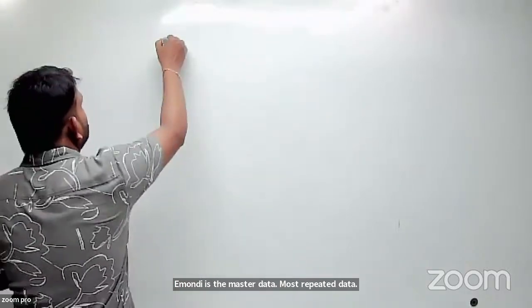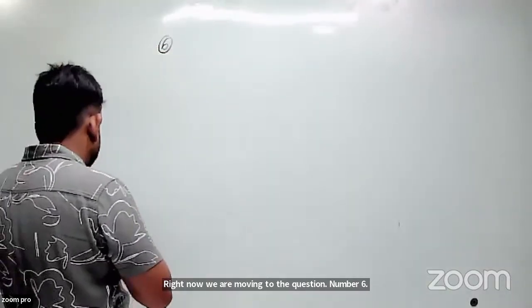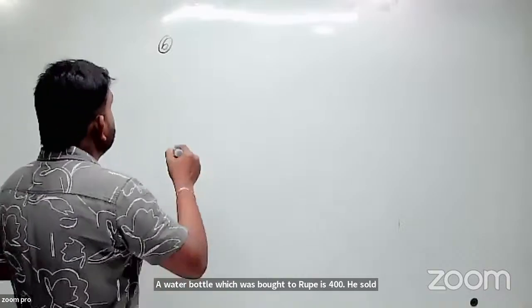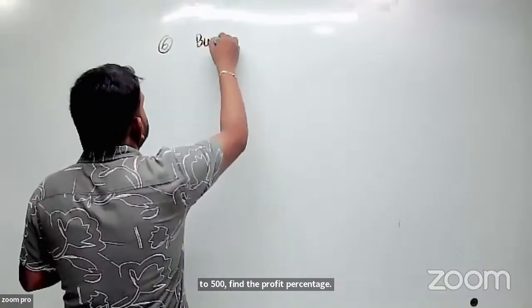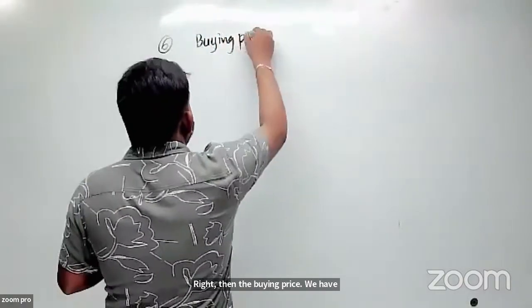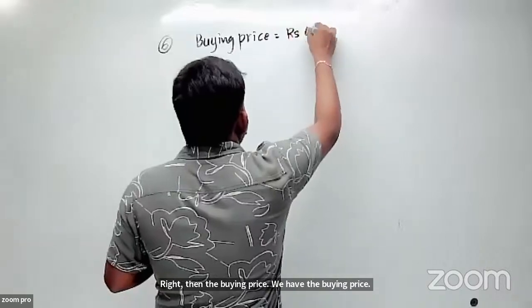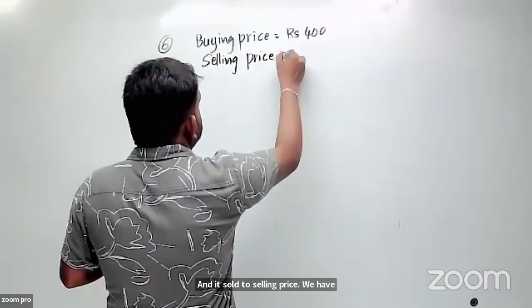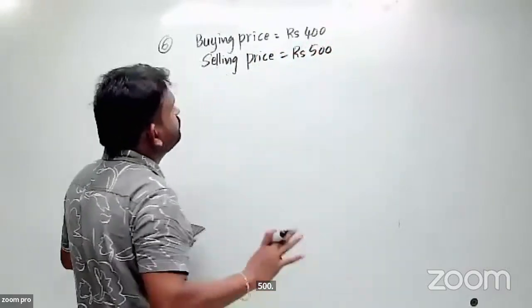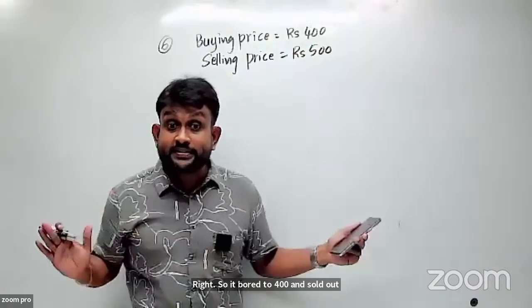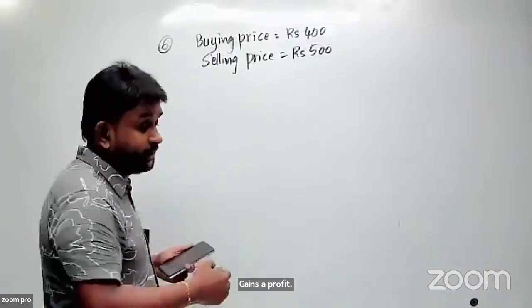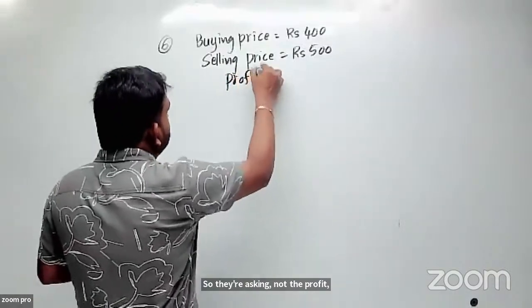Now we are moving to question number 6. A water bottle which was bought for rupees 400 is sold for 500. Find the profit percentage. The buying price is 400, and the selling price is 500. So it bought at 400 and sold at 500, so it gains a profit. They're asking not the profit but the profit percentage. To find the profit percentage, you have to find the profit.